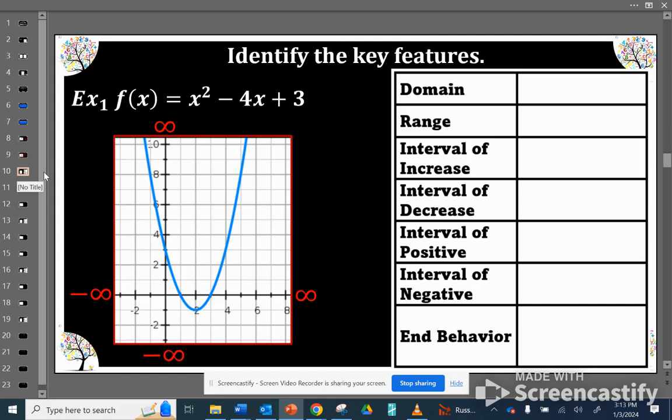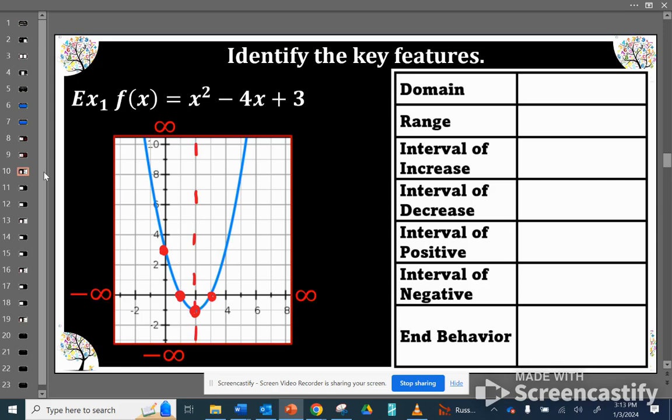So when we do the sketch, you can see here that our AOS was x equals 2. Our vertex was (2, -1), and (1, 0) and (3, 0) were our x-intercepts, our roots, our zeros, and then here we have our y-intercept is (0, 3).